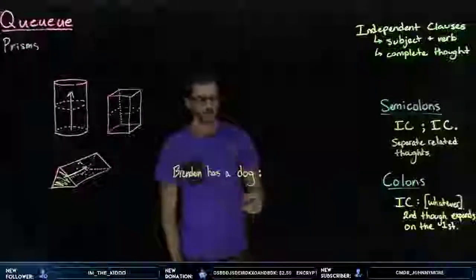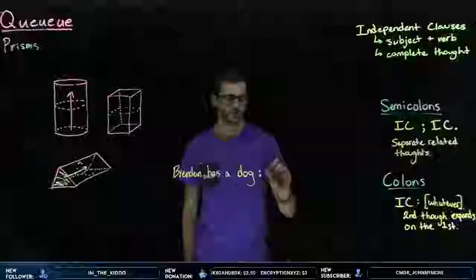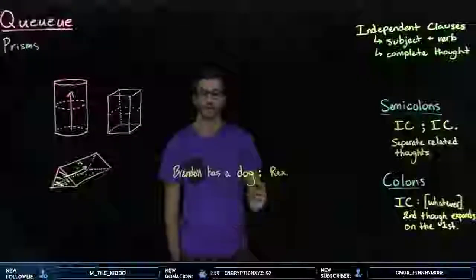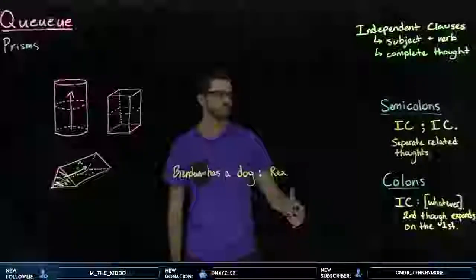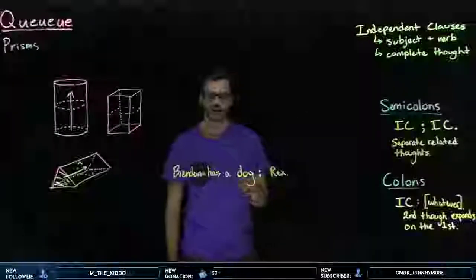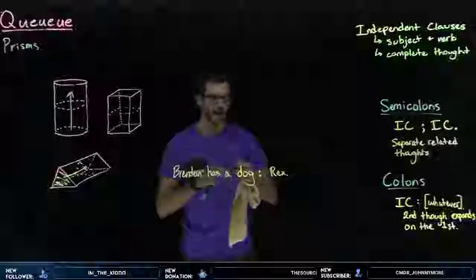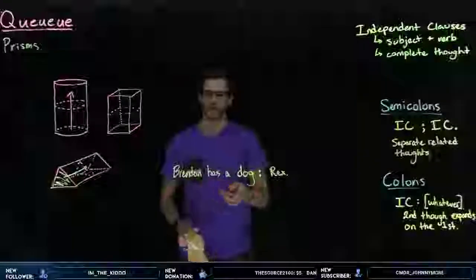Brendan has a dog. And then we'll say Rex. That's it. This is fine because Rex is whatever. It's not an independent clause. It's not anything super special. It's just one word, as long as it expands on the first thing. And it does. Brendan has a dog, Rex.